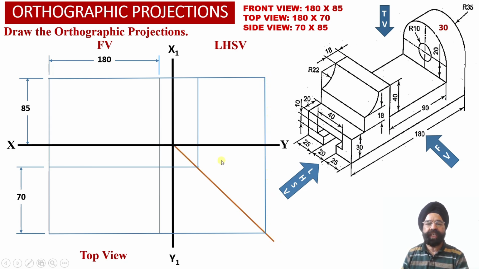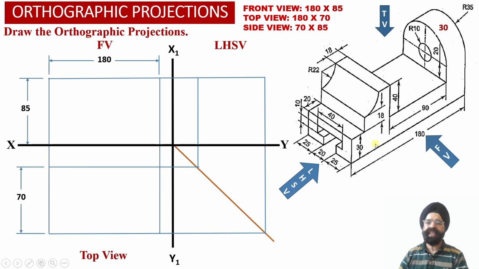So now we can check that into the left hand side view projections we have been able to obtain depth of solid equal to 70 millimeter along the XY reference line, and height of the solid equal to 85 millimeter over here. So this way we have been able to obtain the front view face, top view face and left hand side view face of the solid into the orthographic projections over here.